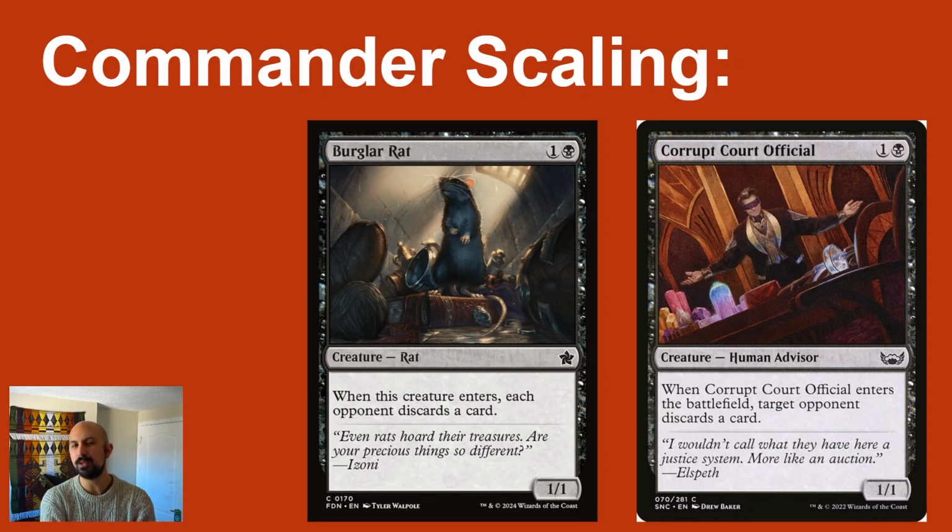After that, and coming to the end, we have Commander Scaling. Commander Scaling is really simple: in Commander you have 3 opponents, whereas in regular Magic you have 1. So Corrupt Court Official, where target opponent discards a card, and Burglar Rat, which says when this creature enters, each opponent discards a card, are very similar in 1v1, but very, very different in 3 versus 1, right?